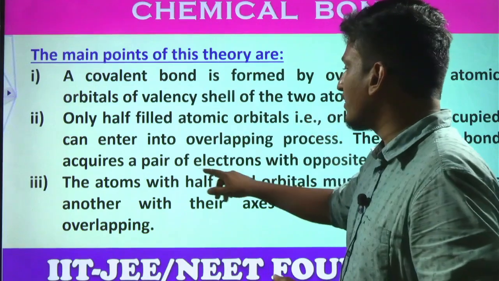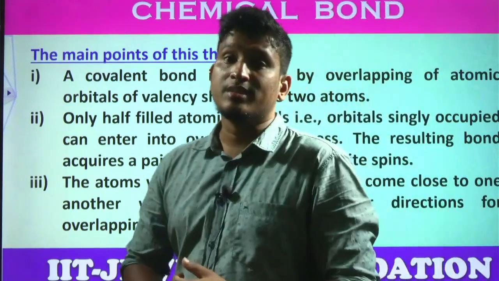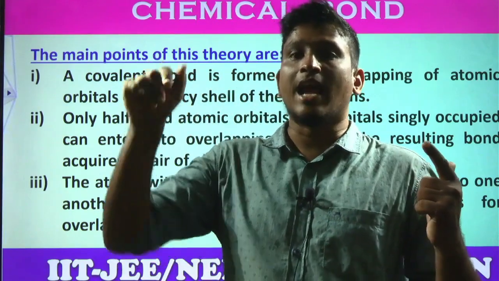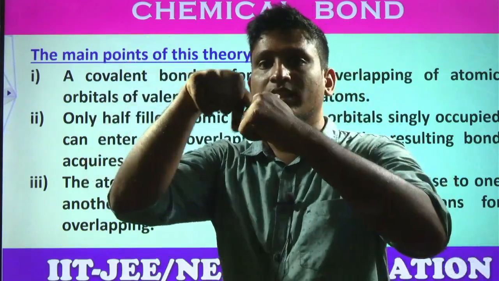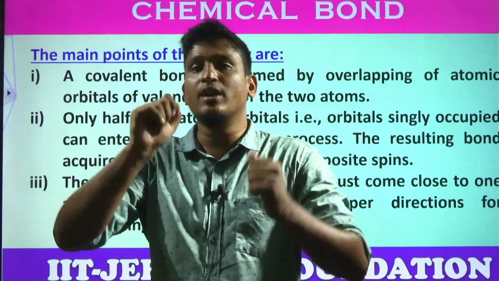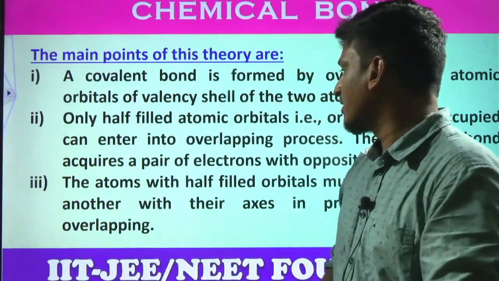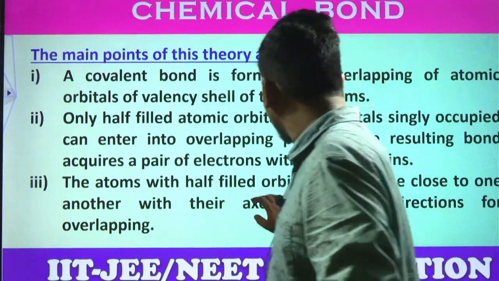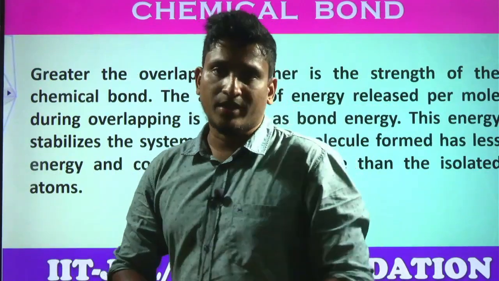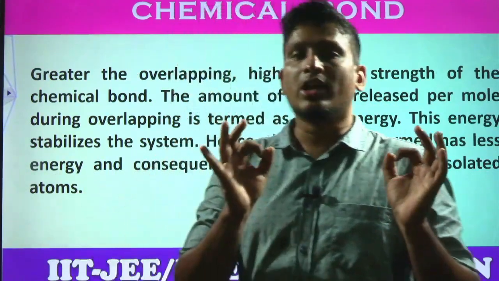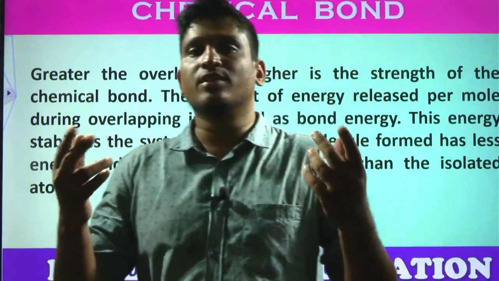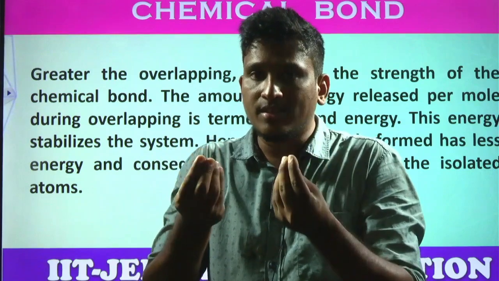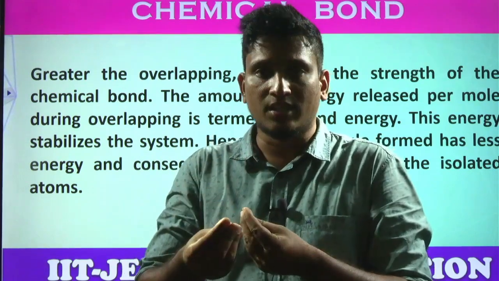This results in the bond acquiring a pair of electrons with opposite spins. That means one revolves in clockwise spin and the other in anti-clockwise spin. They overlap with each other. Which orbitals? Half-filled orbitals overlap with each other. The atoms with half-filled orbitals must come closer to one another with axes in the proper direction for overlapping. So ultimately, according to VBT, what is happening at the atomic level when electrons are shared, students? The orbitals of these atoms overlap with each other.